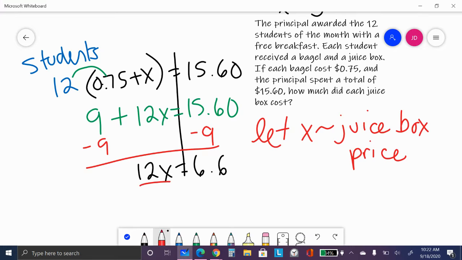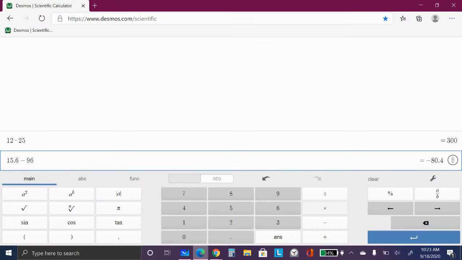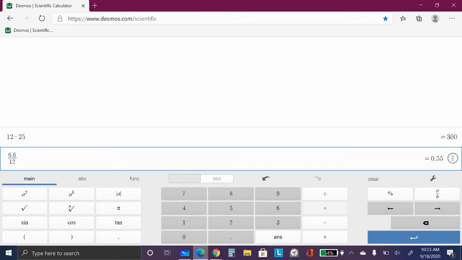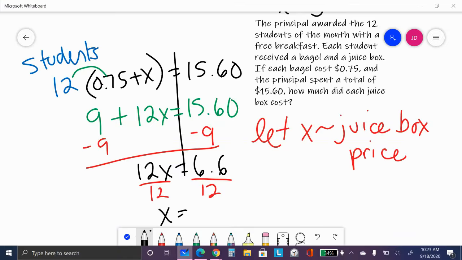Divide both sides by 12, and hopefully we get a nice number. We might get a decimal, which is okay because we're talking about money here. And we get 6.6 divided by 12 is 0.55. So that means the juice box cost 55 cents.